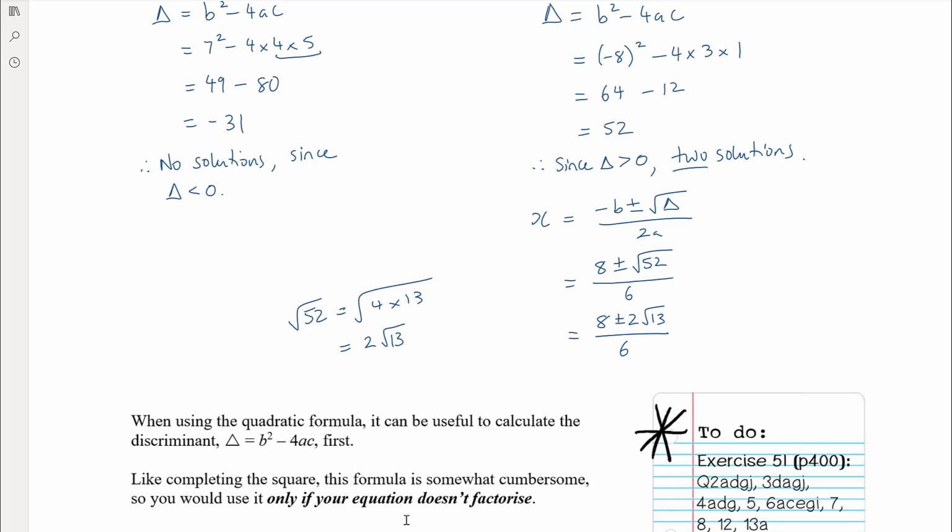So we've simplified the surd, and now we want to focus on simplifying the fraction. There's a common factor of 2 in all of those numbers. We've got 8, 2 and 6. 2 is the highest common factor in everything there, so we divide everything by 2. We're going to have 4 plus or minus root 13 over 3. And there are our two solutions: 4 plus root 13 divided by 3, and 4 minus root 13 divided by 3. So there are our two solutions to that equation.